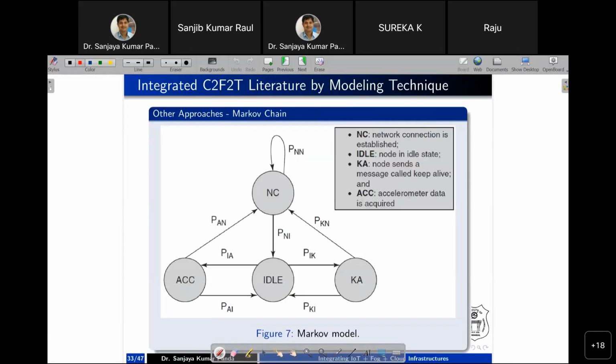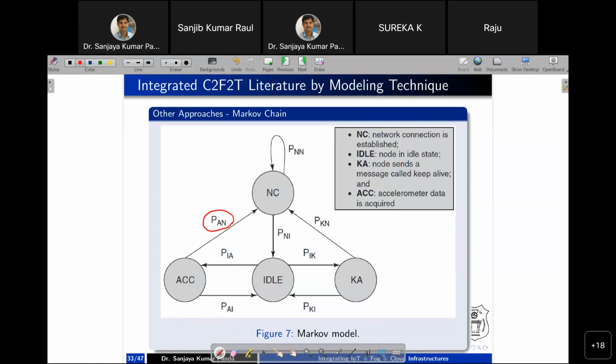Here you can see the Markov model where they considered four states. One is called network connection. Another is called accelerometer. Another is the idle state, where we are not doing anything. Another is the keep alive state. These are the four states. And like here you can see, between A and N, that is the accelerometer to this network connection, they considered the overhead, called PAN. A stands for ACC, N stands for NC. So this is P of AN.